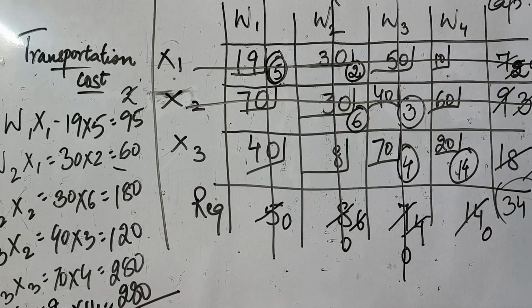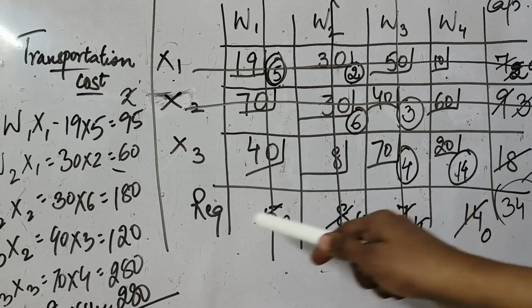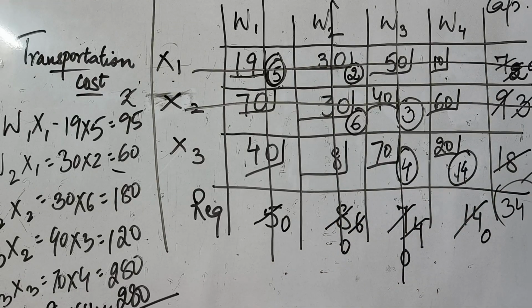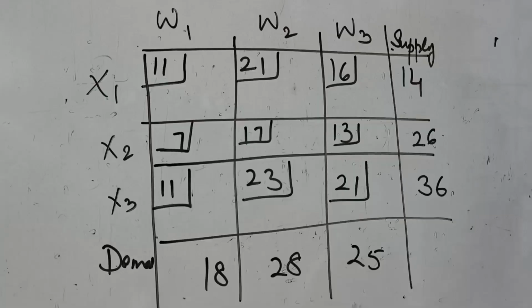So now in the second part of this video we will discuss the case where the capacity and requirements will not be equal. Now let us take another example in which the dummy will be introduced.